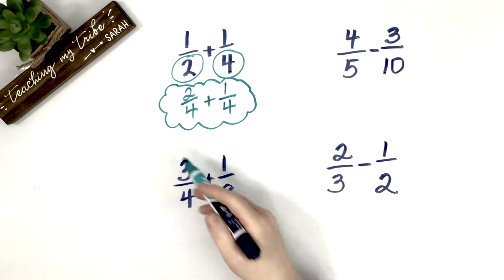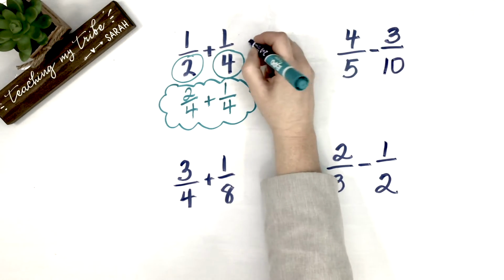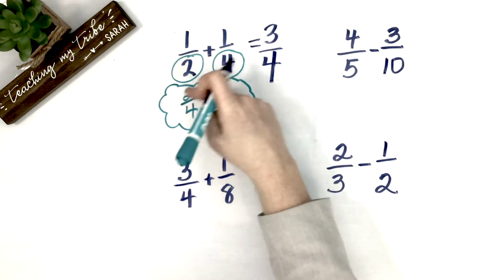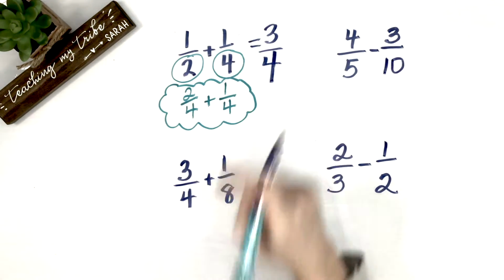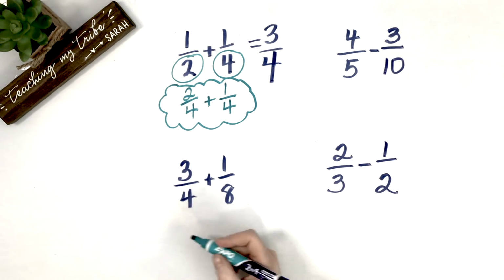So now that I can think of this in my head, I know that 1/2 is really 2 quarters, so I can think, what's 2 quarters plus 1 quarter? 3 quarters. So we're adding our numerators and we keep our common denominator. Let's look at 3 quarters plus 1/8.